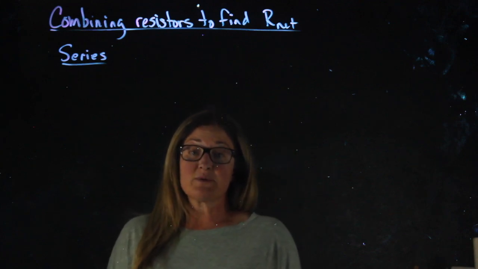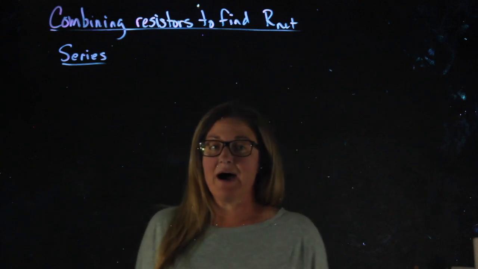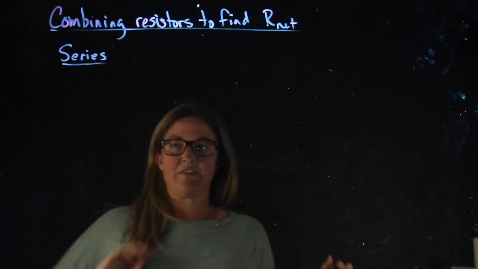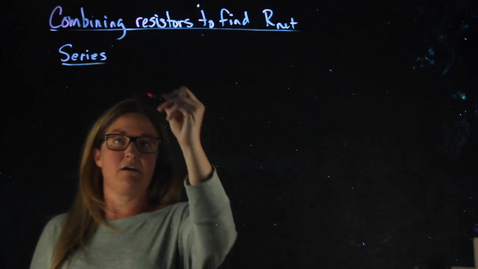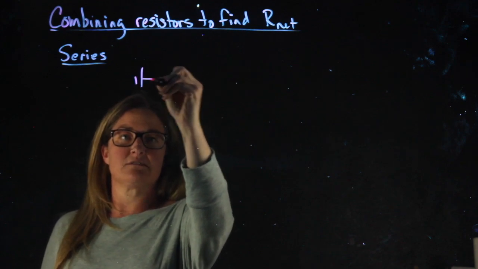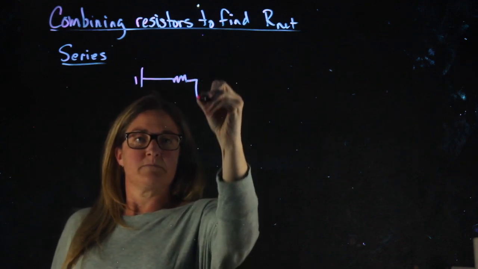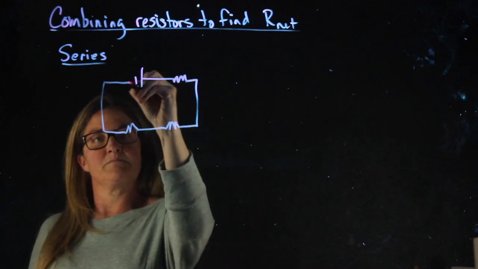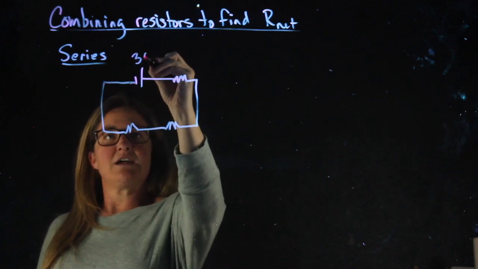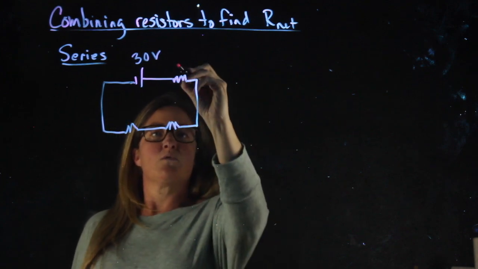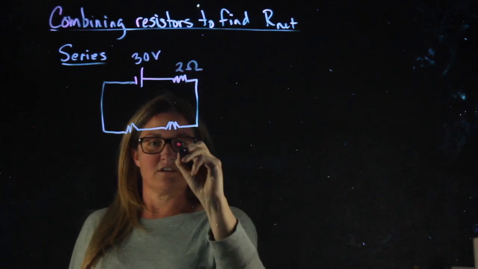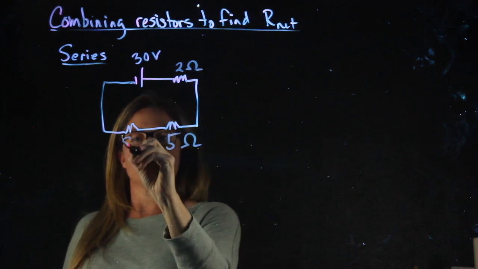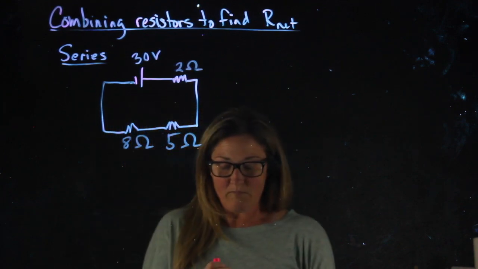We're going to look at how the resistance of different resistors combines depending on how they are arranged. First, I'm going to create a circuit that only has the resistors in series. I'm going to put 3 resistors in. Let's say our battery is 30 volts. We're going to call this a 2 ohm resistor. I'm going to say that this is 5 ohms and this is 8 ohms.